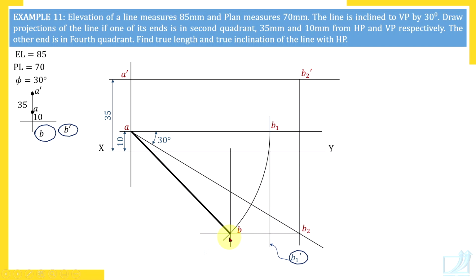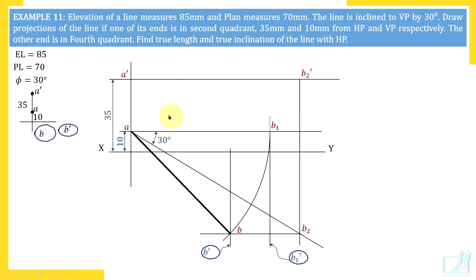So through B point, draw vertical line. Somewhere on this line B dash is. I am not unnecessarily extending this line beyond XY line. The reason is both B and B dash are below XY line. So on this line B dash is, and of course it is below XY line.